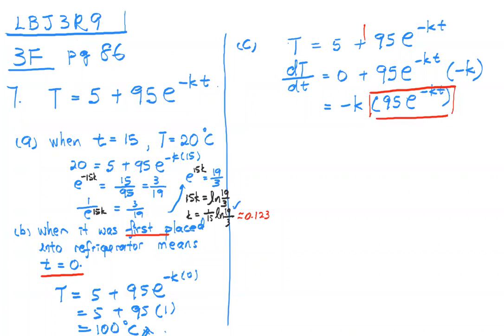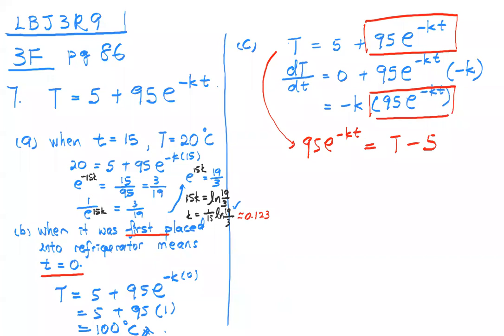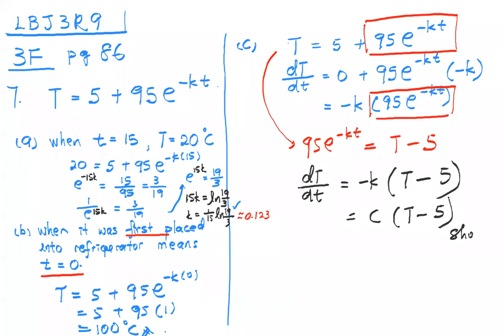So I have to see what I can do. This thing, is it the same as this? So from here, can I say my 95 e to the power negative KT is equal to T minus 5? If that is the case, then I can replace that. So negative K, is it a constant? So it will be equal to a constant times T minus 5. The constant is the negative K. So I have shown. Are you clear? So that is how you show. So in this case, the C is equal to negative K. Are you clear? So done with that.